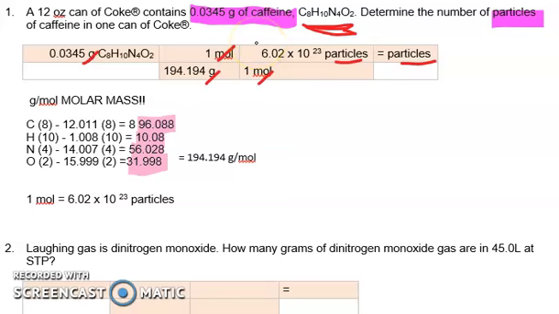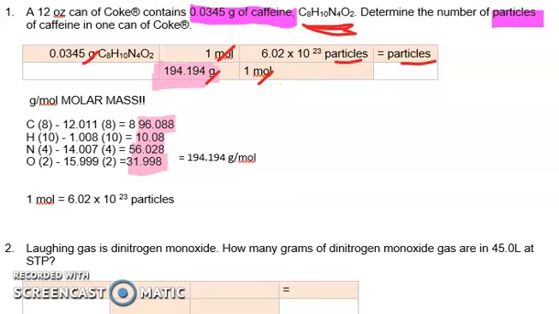So all that I have left to do is just do the math, multiply and divide. So I'm going to multiply 0.0345 times 6.02 times 10 to the 23rd. And then I'm going to divide that number by this bottom number because it's at the bottom, so I have to divide. So divided by 194.194.